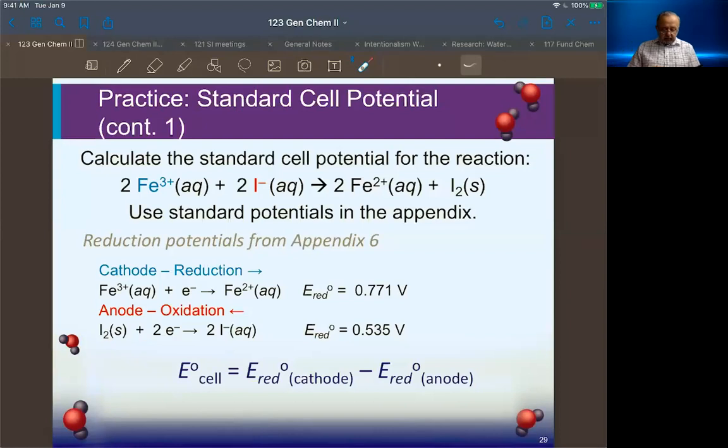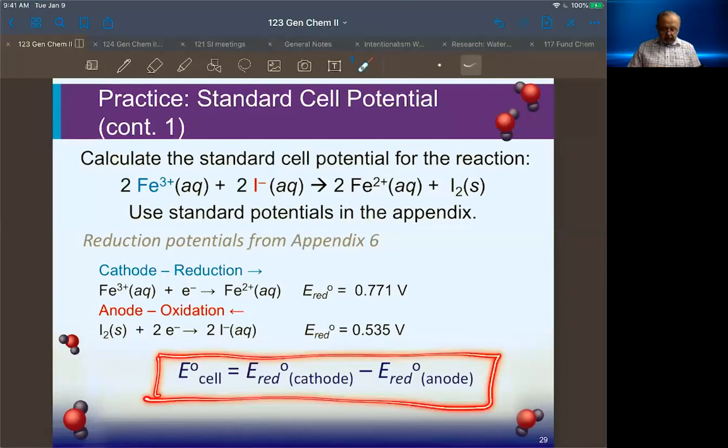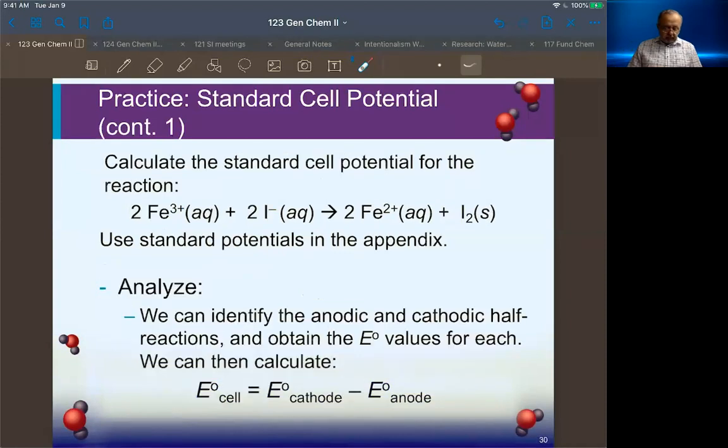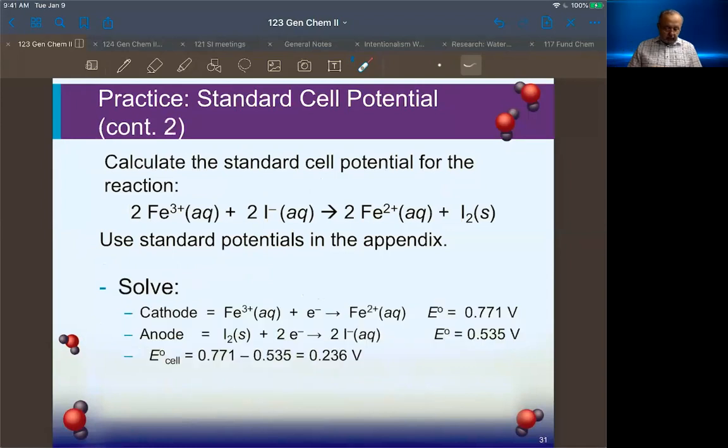So again, we're going to calculate the E of the cell through this equation. We take the reduction potential at the cathode, and we subtract the reduction potential at the anode, and we can calculate the value. That's what we are doing here. And I don't like this kind of equation because this is what is happening at the cathode. It's going to be a reduction, but at the anode, this is not the reaction that is happening. The reaction that is happening has the arrow going that way.